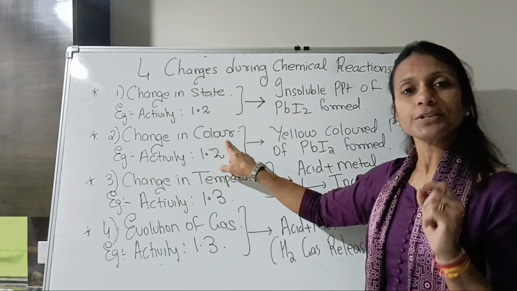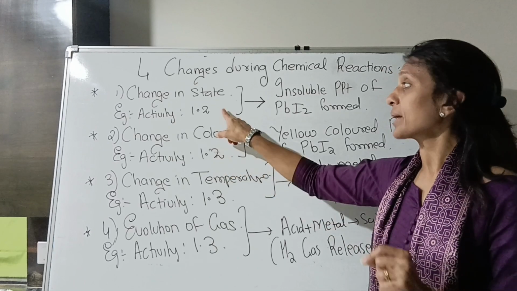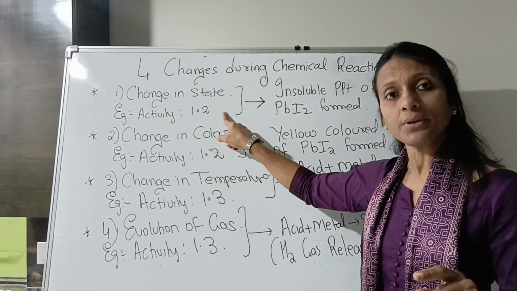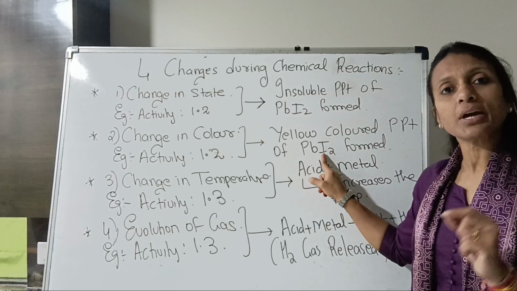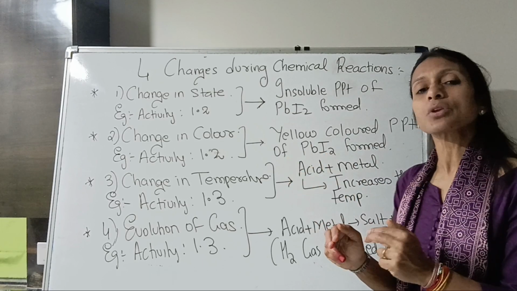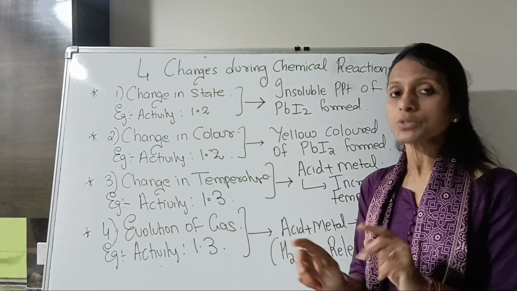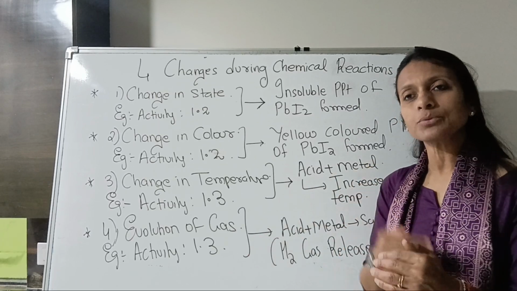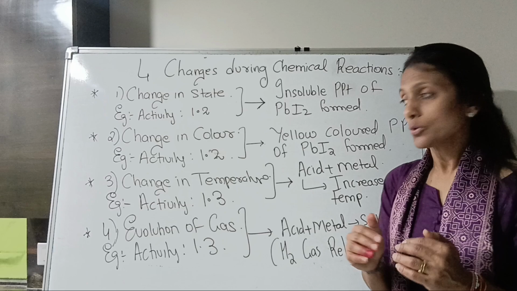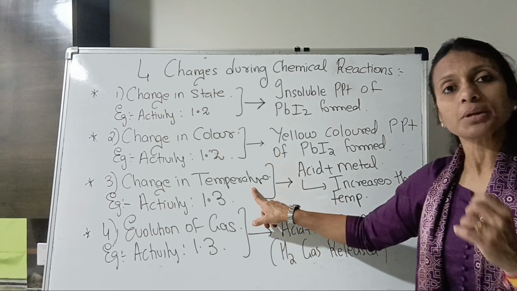Then comes change in color. Again, the same activity can be given as an example because the yellow colored precipitates of lead iodide were formed, and initially the compound lead nitrate was not yellow, but after the reaction took place the compound became yellow in color. Okay, then comes change in temperature.